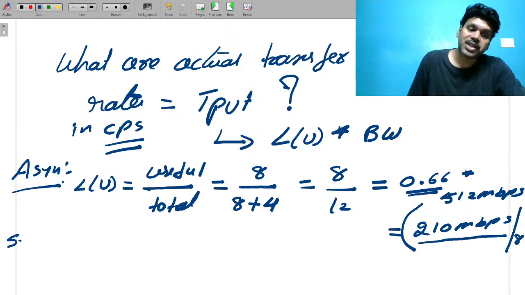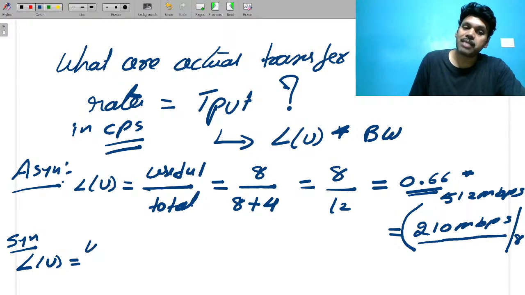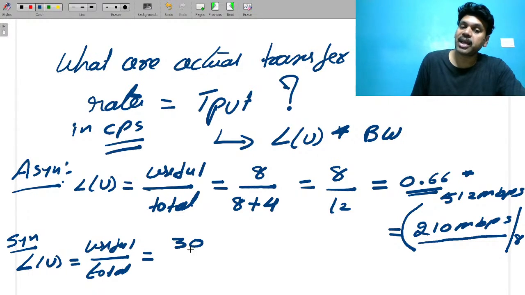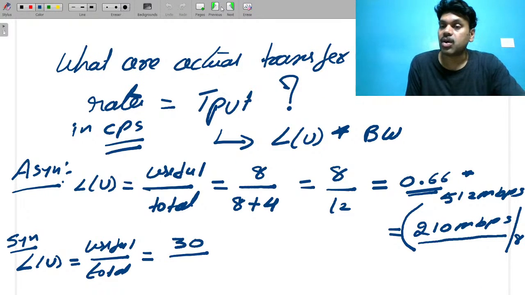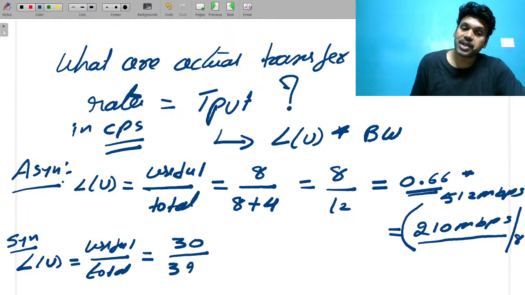If I am saying synchronous, what is your link efficiency? Same, useful divided by total. Your useful is 30 data characters I am sending. Please look at the question. 30 data characters I am sending with extra 2. Those 2 are establishing a syncing, it's not self-synchronization. So totally you are sending 32. So 30 by 32, it's almost 98%.